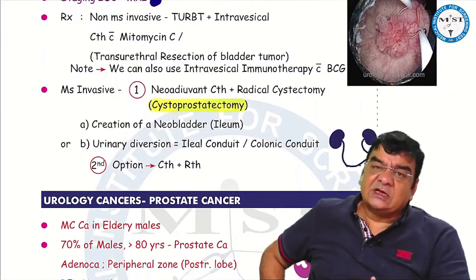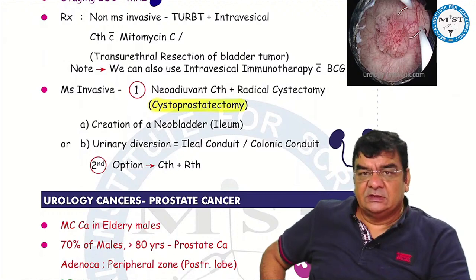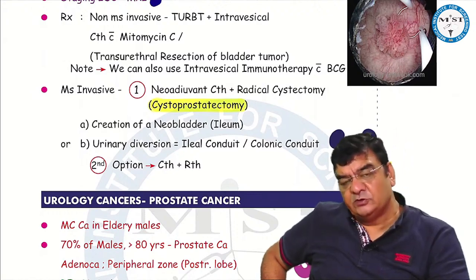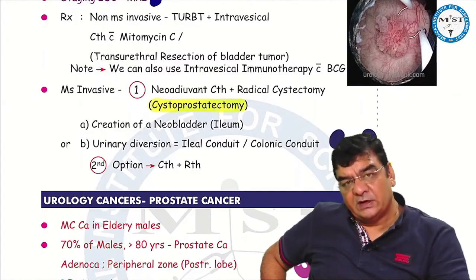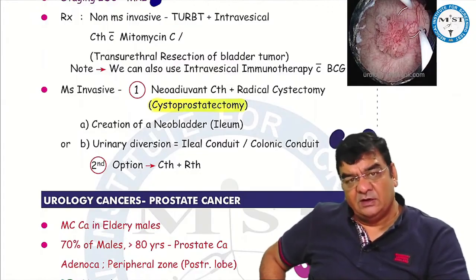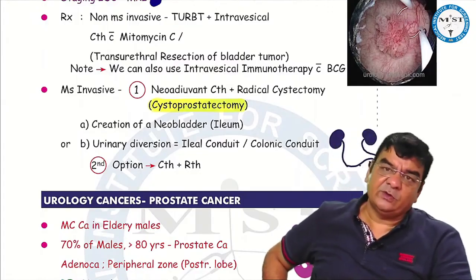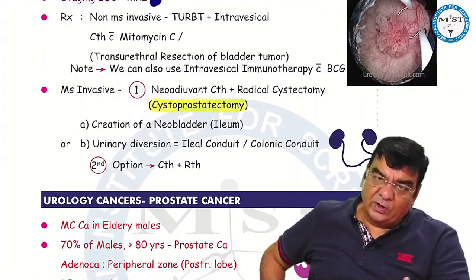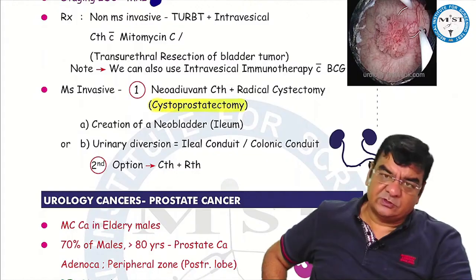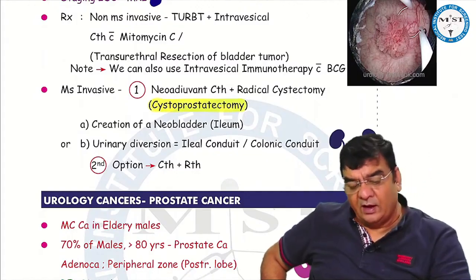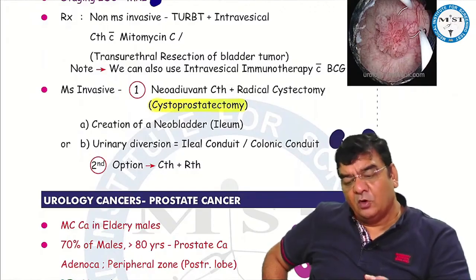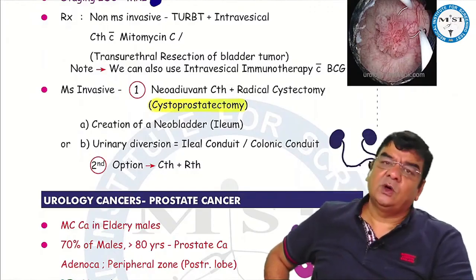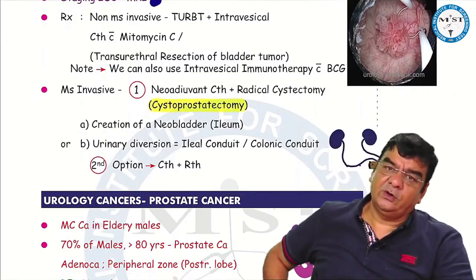If it's a muscle invasive solid bladder cancer, then we give neoadjuvant chemotherapy to downstage the tumor. Then we have to remove the entire bladder, radical cystectomy, that is actually removal of the bladder with the prostate, so it is cystoprostatectomy. Once we are doing a radical cystectomy or cystoprostatectomy, then we have to either reconstruct the bladder, create a new bladder using ileum, or do a urinary diversion through an ileal conduit or colonic conduit.